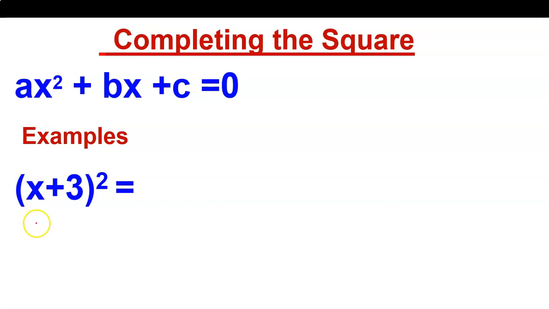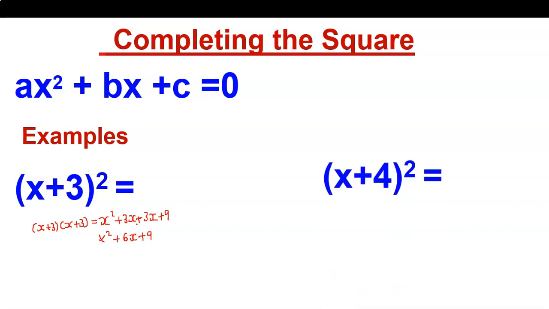Okay, since there's a square, we are going to get double brackets. The first one will be x plus 3 and the second one will be x plus 3. We have learned how to expand double brackets. So that gives us x squared, 3x, another 3x, and 3 times 3 gives you 9. Those two middle terms are like terms. Add them together: 6x plus 9. So that's what we have seen. It's easy, we have seen it before.